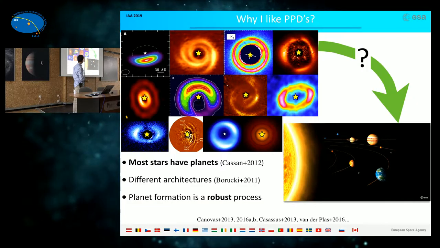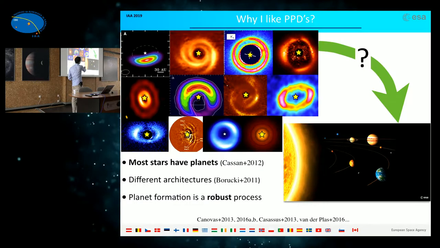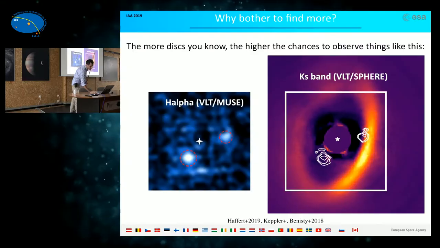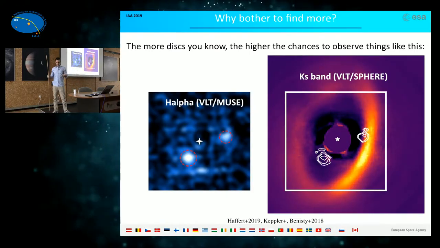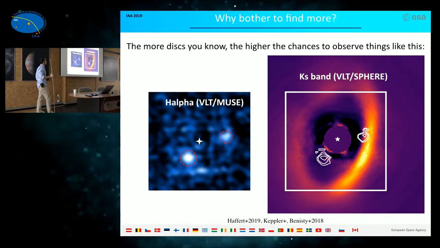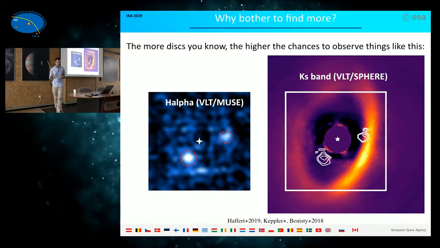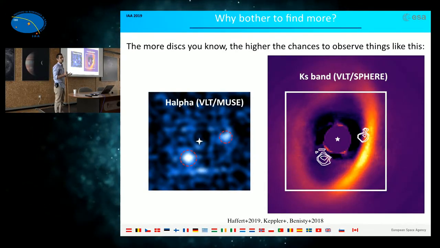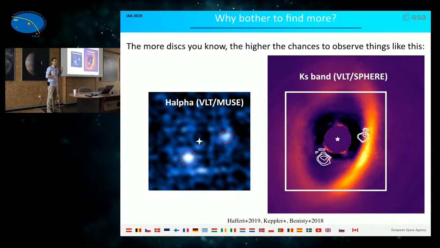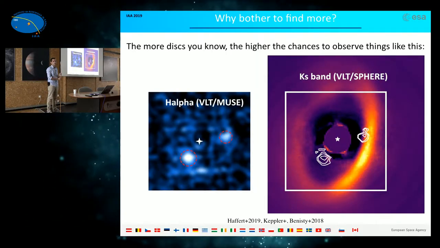So this is one reason why I like to study protoplanetary disks, because I want to know how this connection is established. Now, by now there are many beautiful and detailed images of protoplanetary disks, so we could think, why bother to look for more? And the reason is that although there are many nice images of protoplanetary disks, to my knowledge, there is to date only one image where we can see a young protoplanet forming inside of the protoplanetary disk.